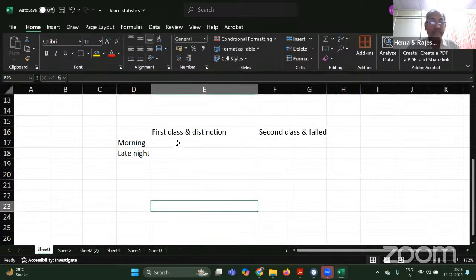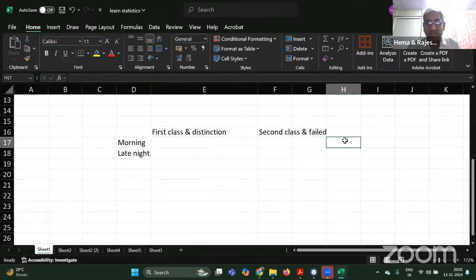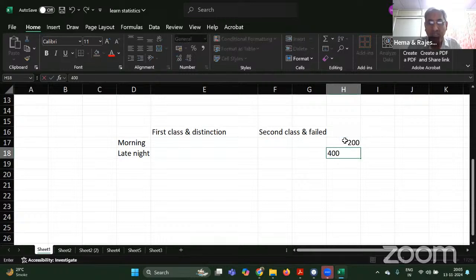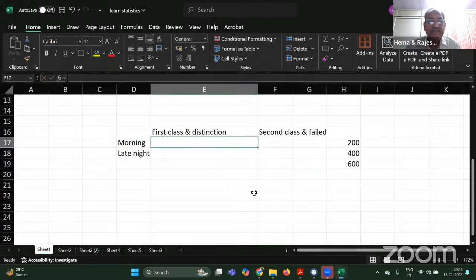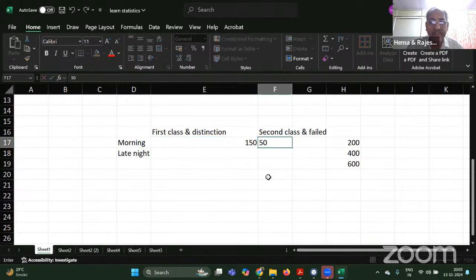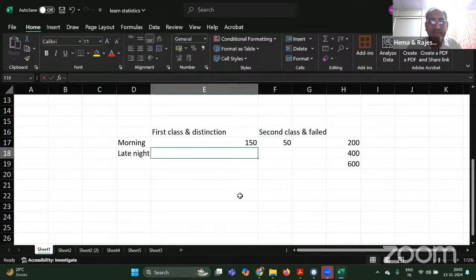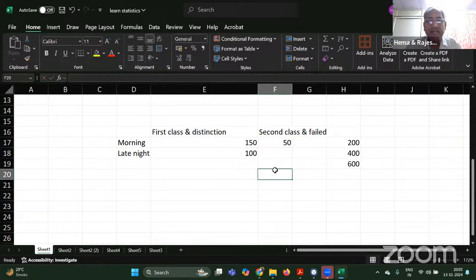The total persons reading in the morning were 200, late night 400, total 600. This is how you should be able to formulate the question also. And out of this 200, first class and distinction were 150. Here it was 50. And here the result was 100 and here 300.